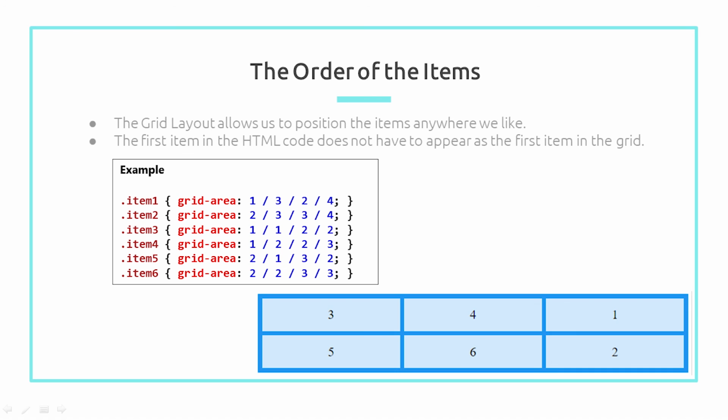The order of the items. The grid layout allows us to position the items anywhere we like. The first item in the HTML code does not have to appear as the first item in the grid.